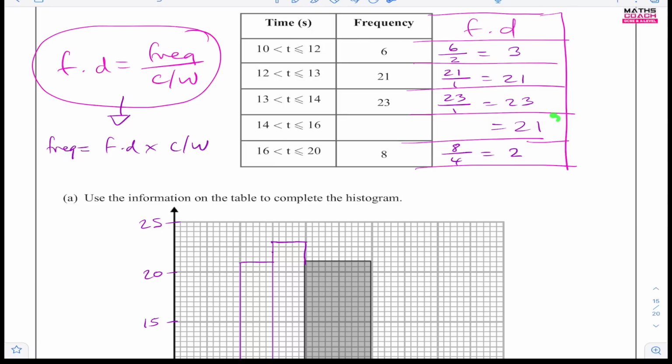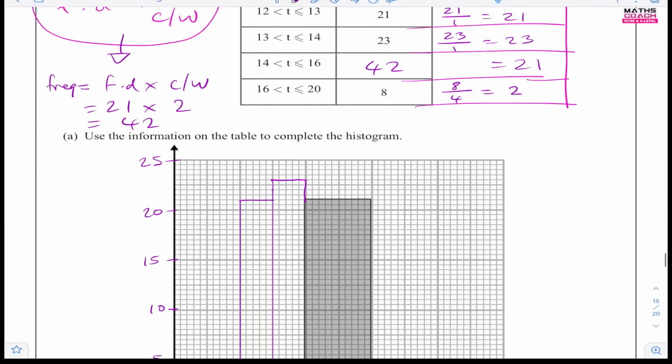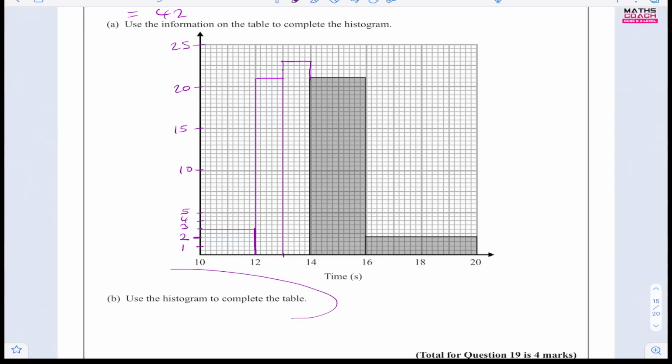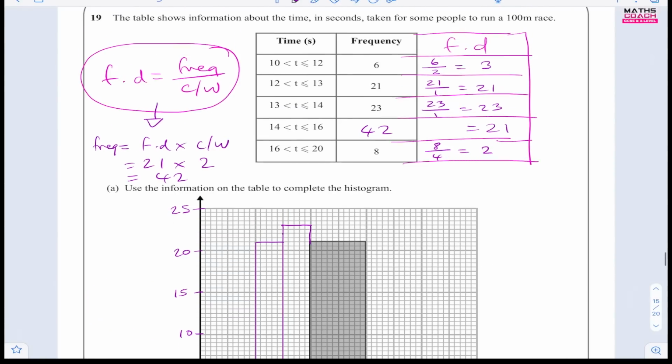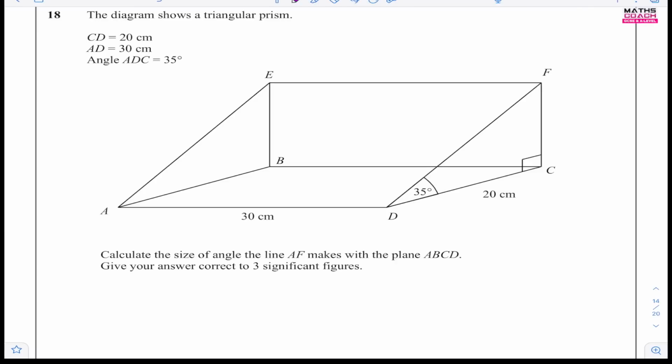Now the FD we know is 21. So it's going to be 21 times the class width, which we know is 2. So 21 times 2 gives us 42. So our frequency is 42. And now we have completed our histogram. We have also answered part B, which says use the histogram to complete the table, which we have done as well.